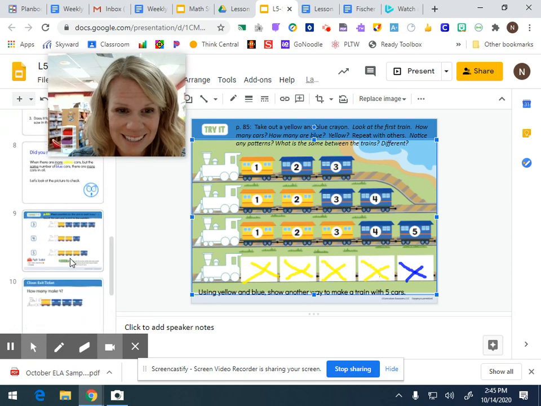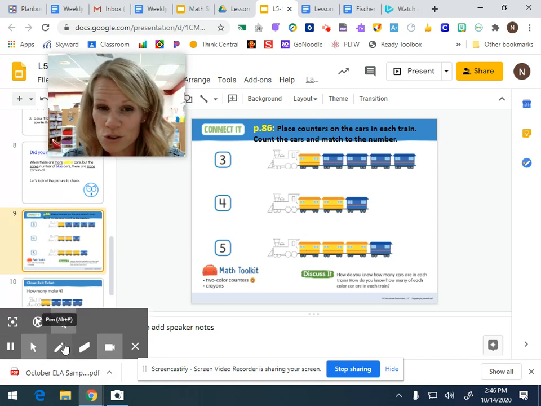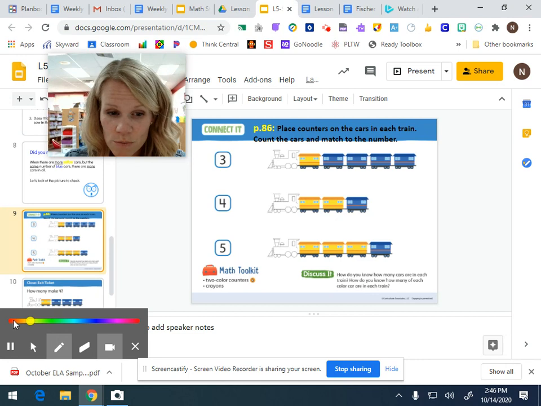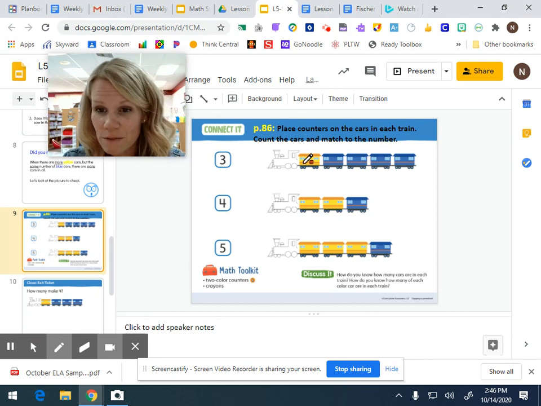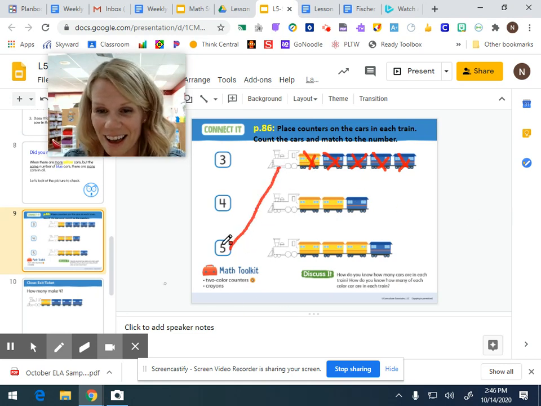All right, friends. Let's take a look here. You're going to place counters on the cars in each train, and you're going to count the cars and match to the number, okay? If you don't have counters, you can just put X's over the cars like I'm going to do. So go ahead and do it. Let's look at the first one. So I'm going to put X's over. So I have 1, 2, 3, 4, 5. Which number matches 5? This one down here, so I'm going to draw a line. Good. All right. How about the next one?